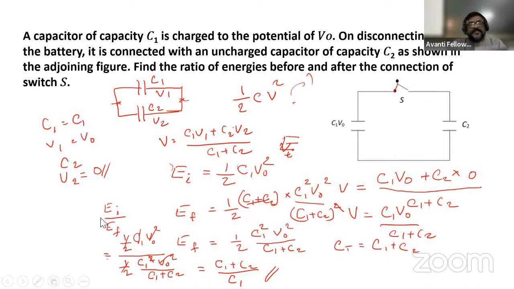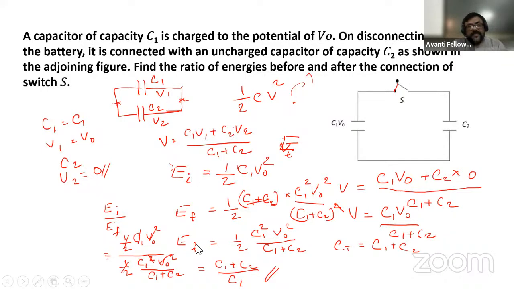These two capacitors, sometimes they are uncharged, and the question will be in a slightly different way. Sometimes they will ask, what is the energy lost in this process when you connect two capacitors like this? So what you have to do, you know the initial energy is this much and you know the final energy is this much. So how to find the energy loss? You just subtract EF from EI, find the difference between EI and EF.